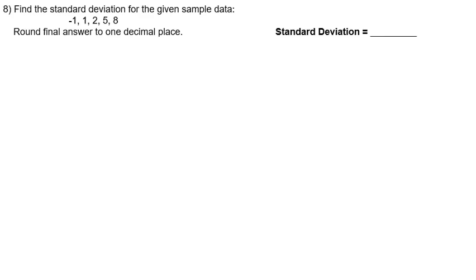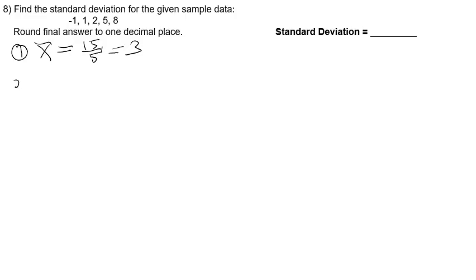Okay, in this problem we are looking to do the standard deviation for a sample of data. You need to stop the video, work it out, and then compare what you got to what I got. All right, so the first step is we need to calculate the mean. So you show yourself that the mean is equal to 15 divided by 5, which is equal to 3. So the mean is equal to 3.